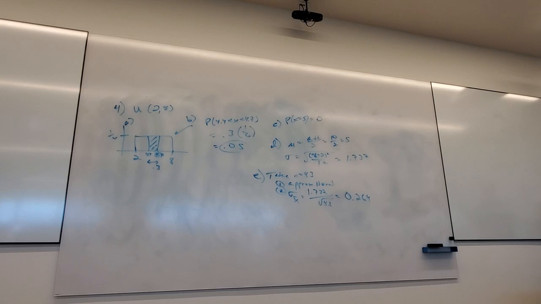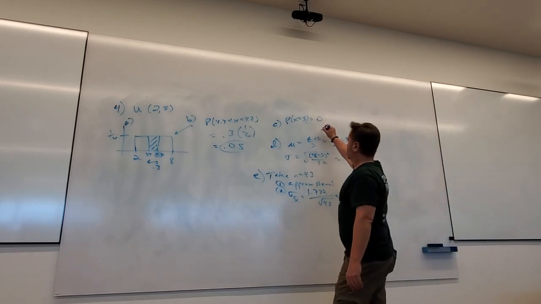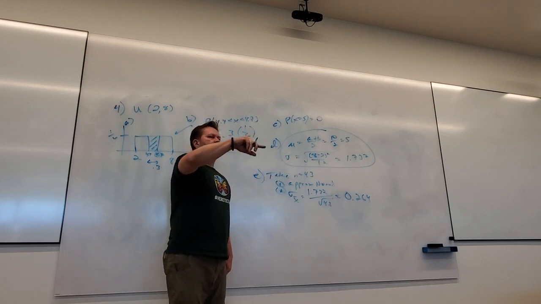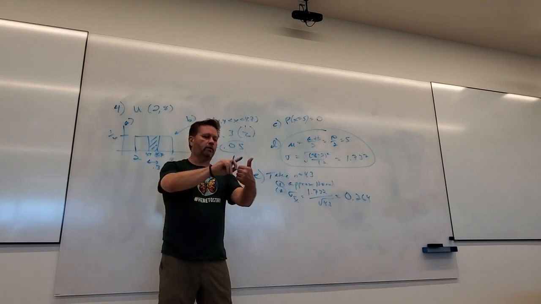Now let me, yes. You said D and E are in the test, or just D? D and E, because E builds off of D. Oh, okay. So I'm not gonna ask you on the test questions about the mean and standard deviation of a uniform curve.